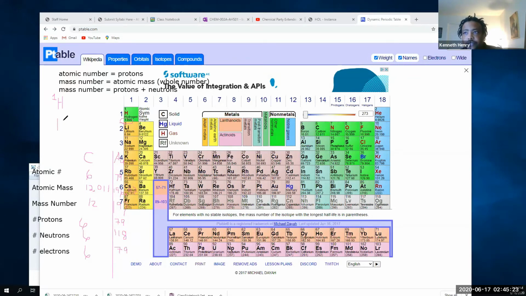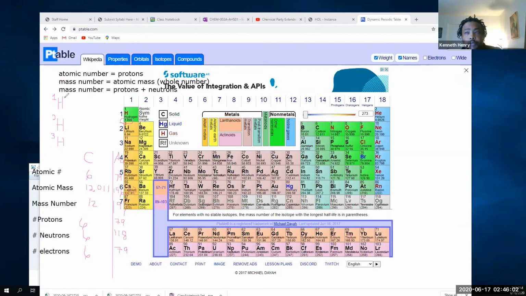Then we have 2, and then we have 3. So these are the three most common isotopes of hydrogen. Now, all of them exist in nature, but the first exists more, because if you look at the atomic mass, it's 1.008. That means it's going to be more abundantly this isotope compared to the other ones.